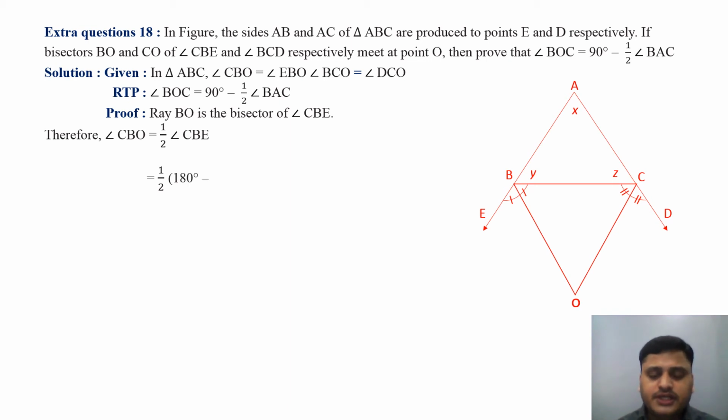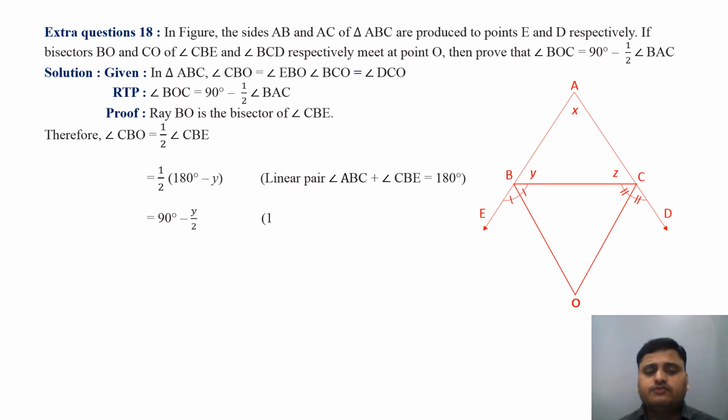And this can be rewritten as half of 180 minus y. How? By using the linear pair concept, that is, angle y plus angle CBE is equal to 180 degree. So CBE becomes 180 minus y. That's why I have written half of 180 minus y. Now we will multiply half with 180 degree as well as y, so we will get 90 minus y by 2, and we will call this equation number 1.